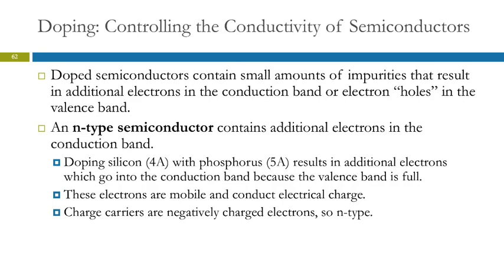This is called N-type because what's carrying the charge is the electrons, and the electrons are negative. So negatively charged particles are carrying the current, and so it's an N-type semiconductor. You dope it with something that has more valence electrons.